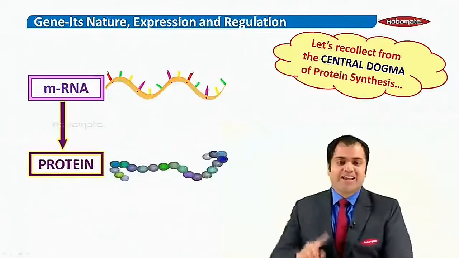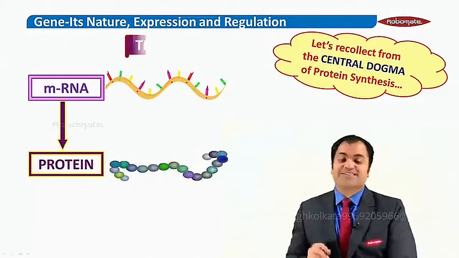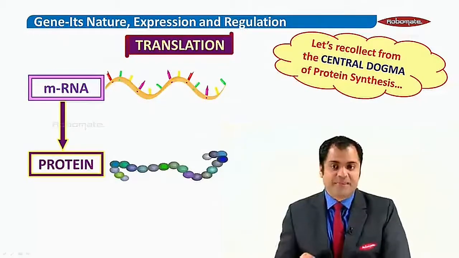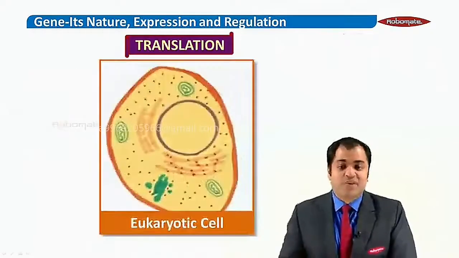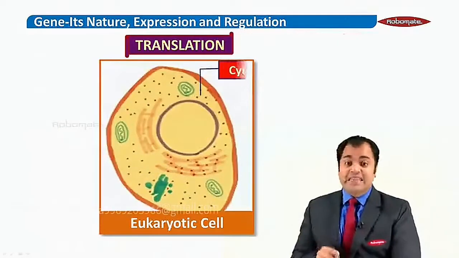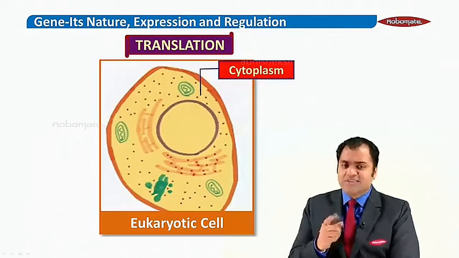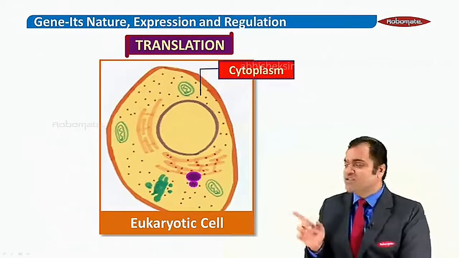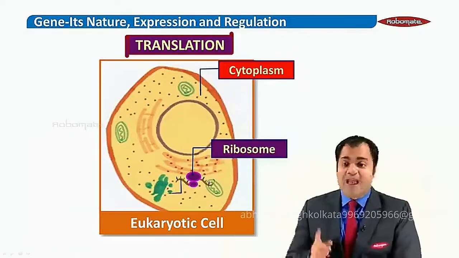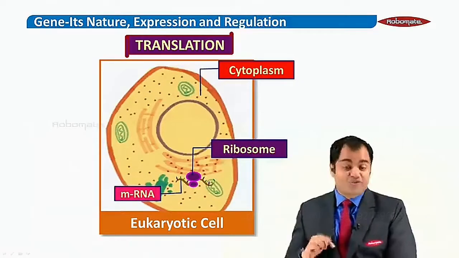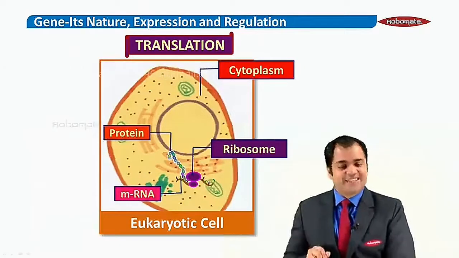And what is a protein? Nothing but a long chain of amino acids. Is that okay? And this process is called translation. Now, remember where translation will occur. Translation will occur in a eukaryotic cell in the cytoplasm. On what part will translation occur? Translation will occur on this special structure called the ribosome. Now on the ribosome you have this mRNA which is going to get translated into the amino acid sequence, which is protein. Is that okay?